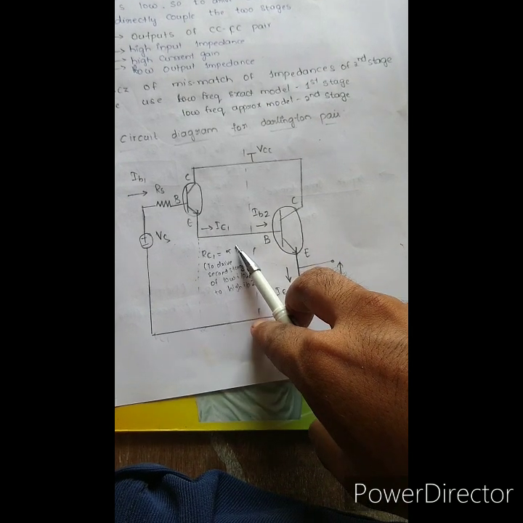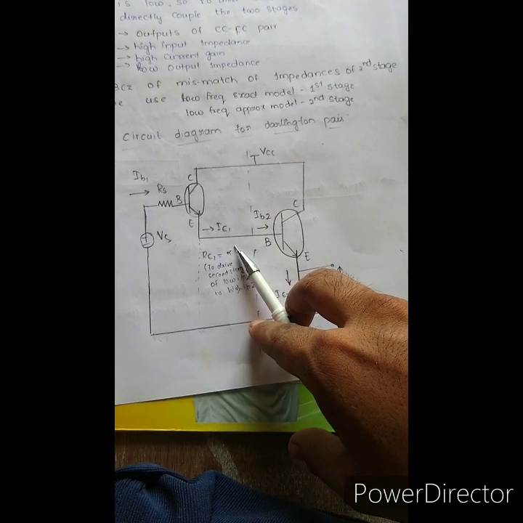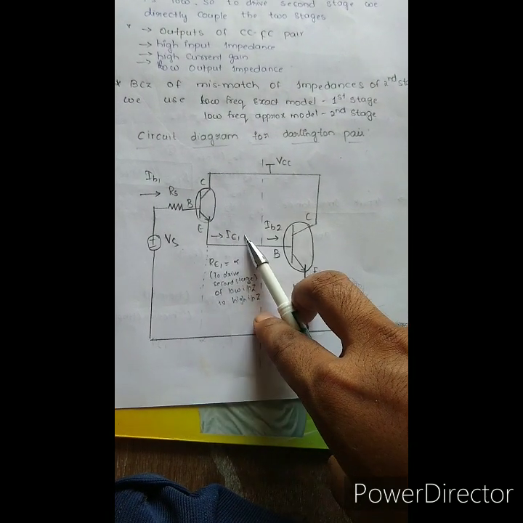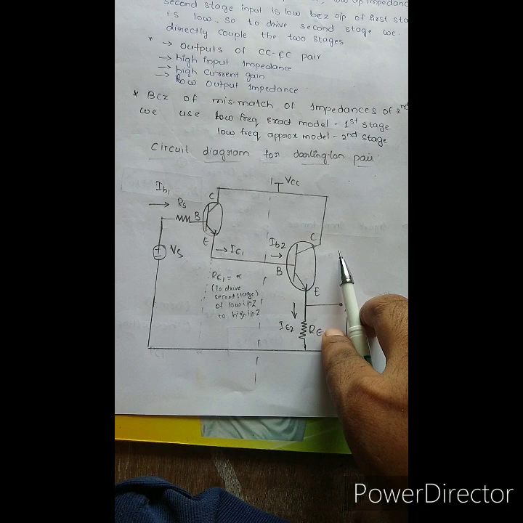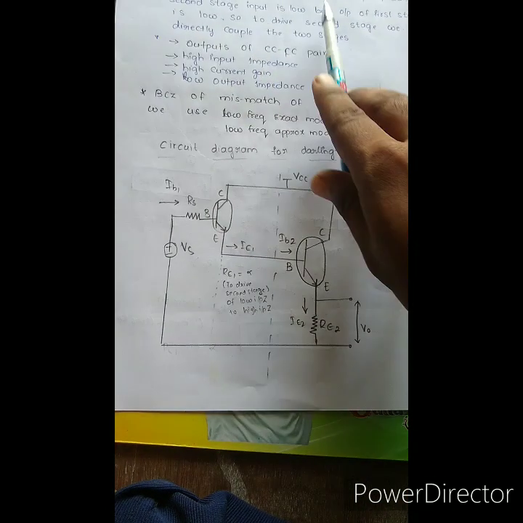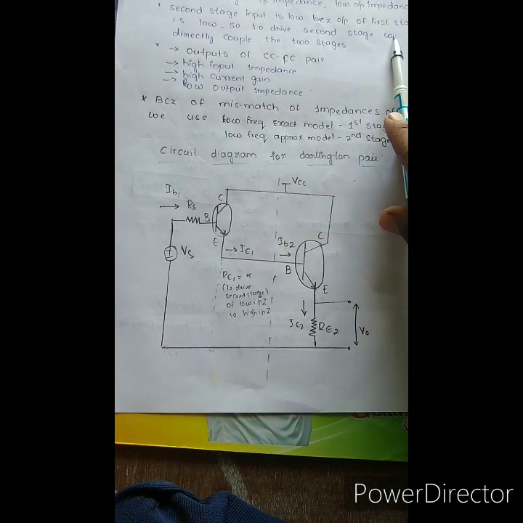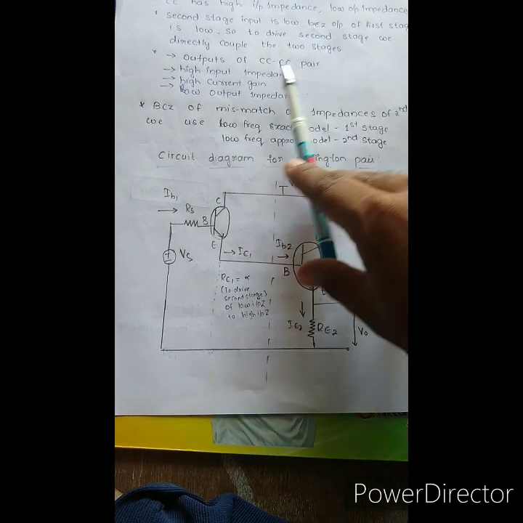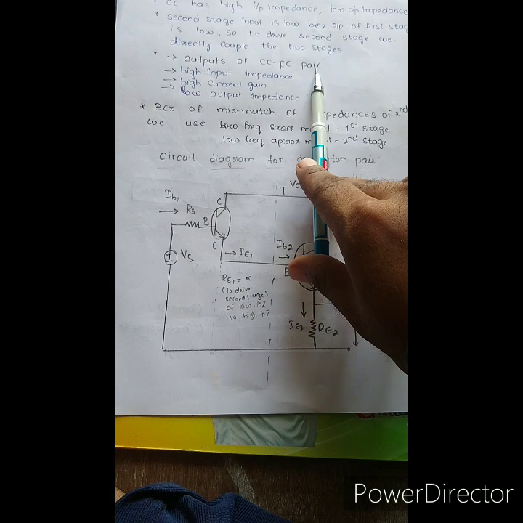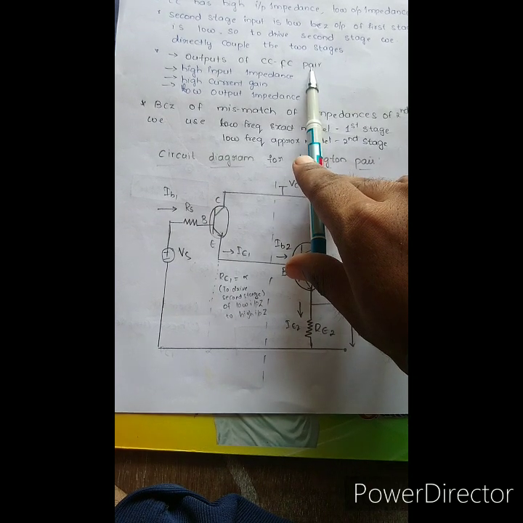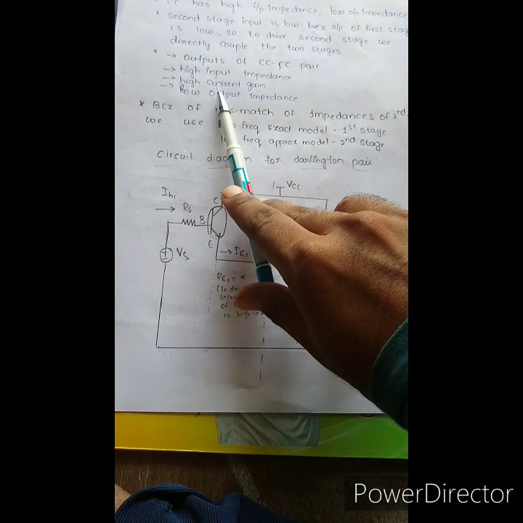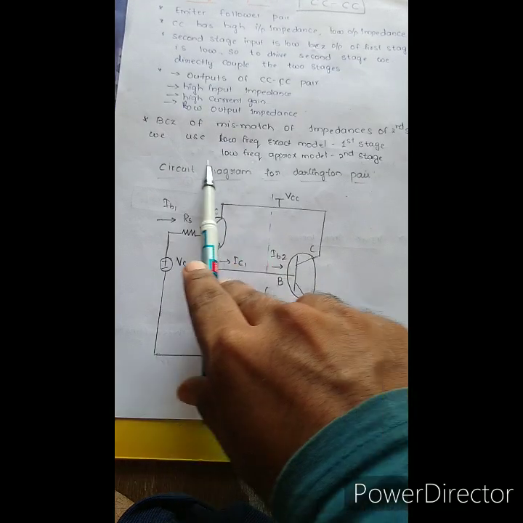So we directly couple them, then it may gain some extra impedance, and the first stage CC amplifier can drive the second stage CC amplifier. The second stage input impedance is low because the output impedance of the first stage is low. So to drive the second stage, we directly couple the two stages. What have we achieved by pairing CC? High input impedance, high current gain, low output impedance.